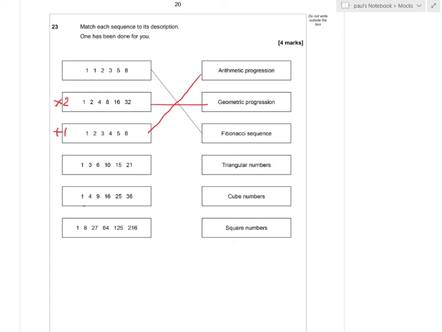Square numbers, cube numbers. 1 squared, 2 squared, 3 squared, 4 squared, 5 squared. So that's the square numbers. So 2 cubed, 3 cubed, that's cube numbers. And this one must be triangular numbers.